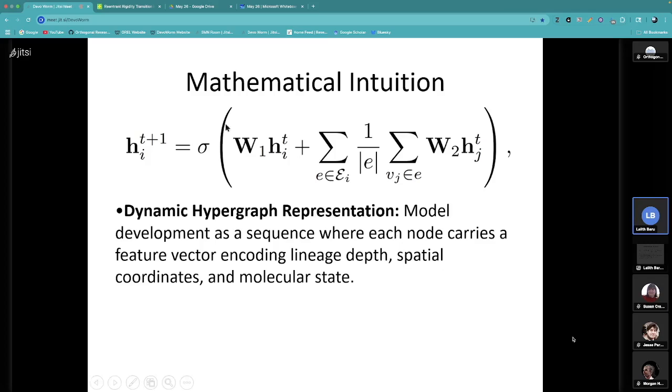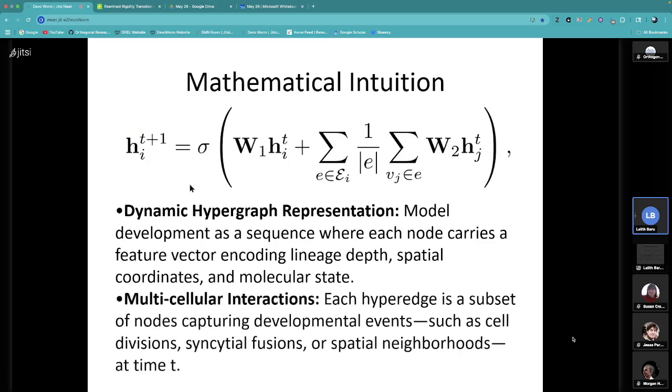Here, time t and t+1 represent how the graph evolves at each and every time step. That's why we call it dynamic. The interactions, the summations and the non-linearity applied on these functions try to capture the developmental events, such as the way the cell divides, the type of fusions that happen, and the spatial neighborhood relationships acquired over the period of time. So these can be captured using these hypergraphs.